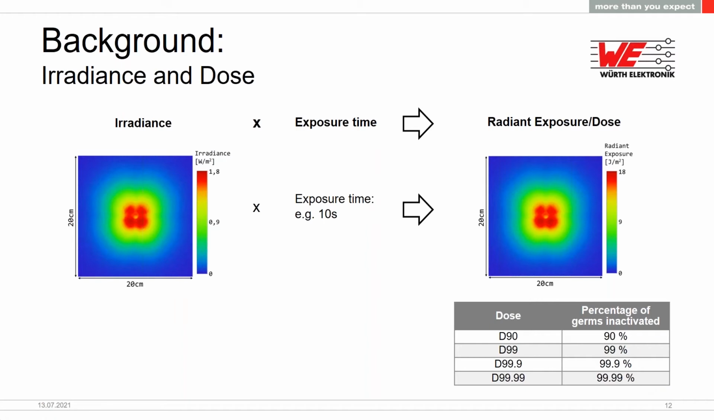The correspondence between those different doses is typically: when you go from the D90 dose to D99, you multiply the required dose by 2. So basically, D99 is typically D90 times 2, and then you go on. D99.9 is typically 3 times D90, and D99.99 is typically 4 times D90.